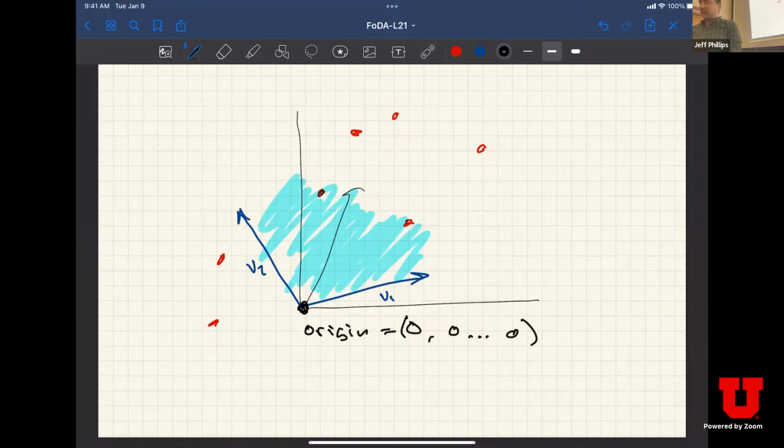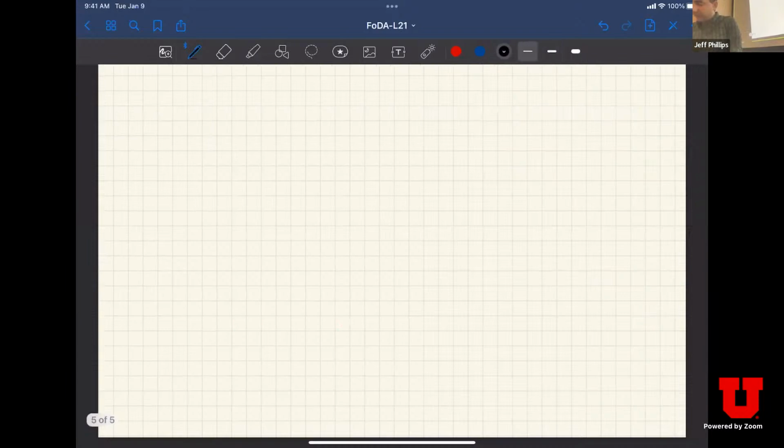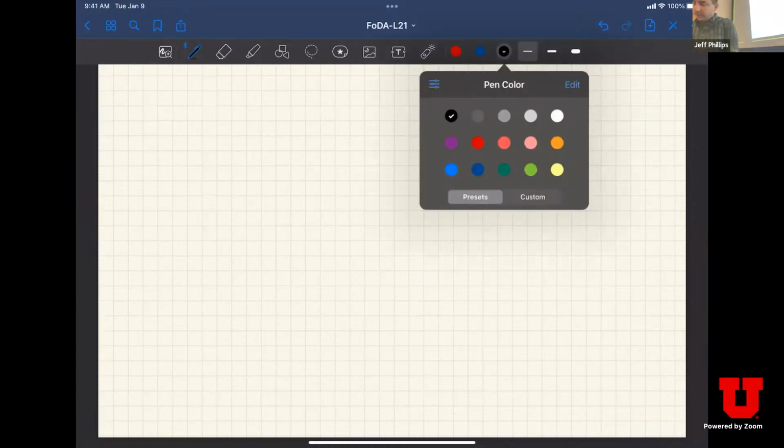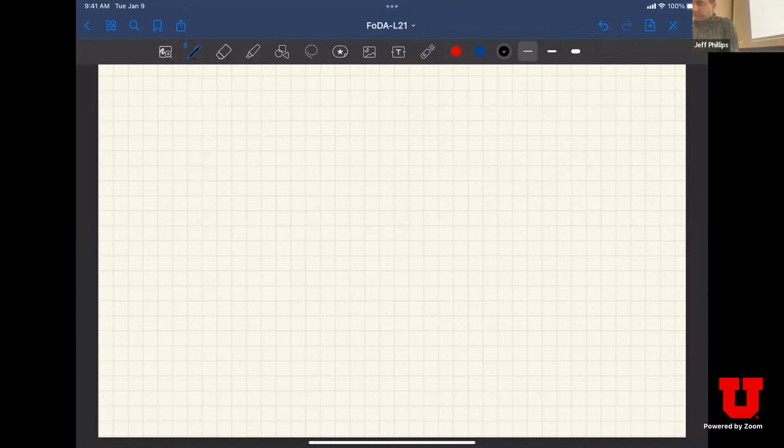Let me try and draw a different picture, which will maybe make this a bit more clear. And I can actually draw this picture in 2 dimensions now.